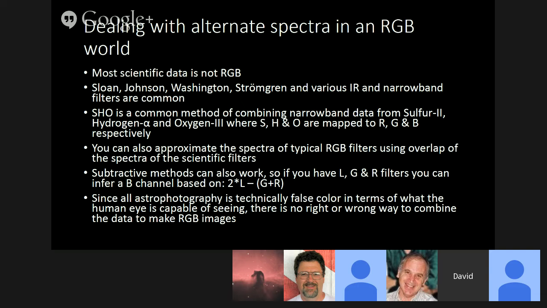There are also subtractive methods. So, for example, if you have luminance and a V band and an R band filter, you can get kind of a pseudo blue channel by doing a subtraction. And there's really no right or wrong way to do this. It's just an RGB image. You're never going to get effectively what our eyes would see because our eyes aren't capable of seeing the color in most of these things anyway. So it's really just up to you however you present the data.